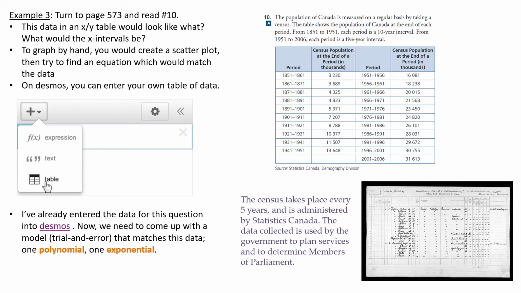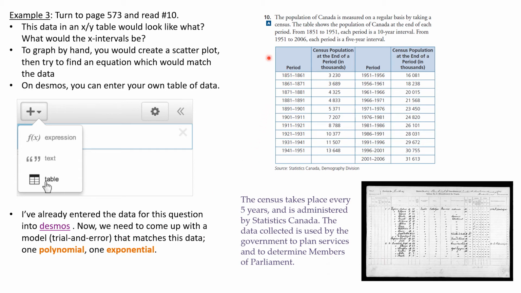Our last example comes from your textbook, but I put the question right here. It says the population of Canada is measured on a regular basis by taking a census. So before we go on, what is a census? I just put a picture here of a really old census when it used to be taken by hand. A census takes place every 5 years. It's administered by Statistics Canada, and the data is used by the government to plan services and determine members of parliament. So it's how many people are in your household. It'll ask you all kinds of questions. What's the income, or all kinds of things about age and schooling.